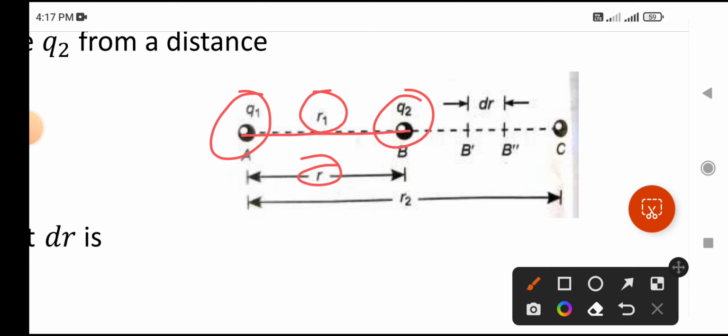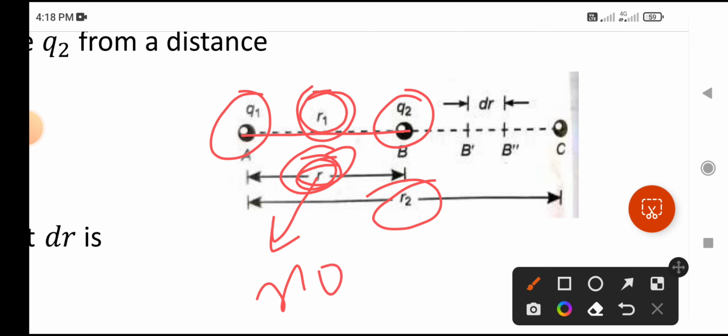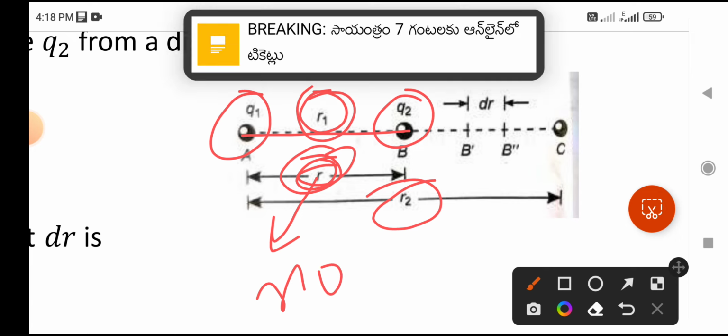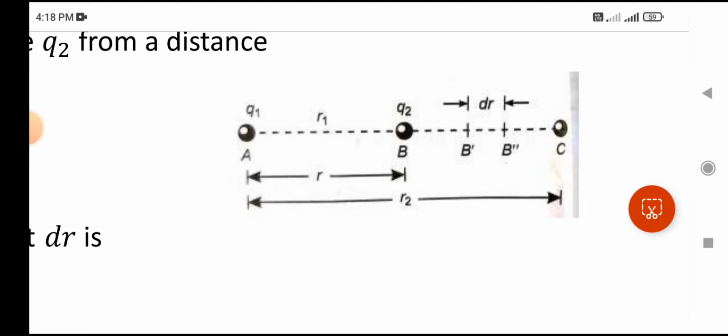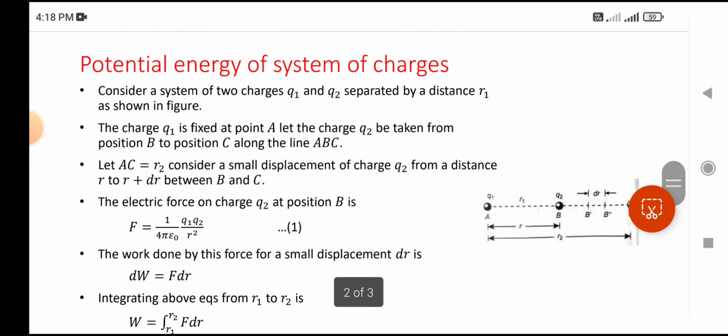When the charges are not moving, the distance is r. When the charges are in motion, it is r1. After motion, the charges' distance is r2. That is why three distances are given here. This r is when there is no change in the position of the charges, and r1 and r2 are when the position of the charges changes. So when the position changes, the distance also changes.